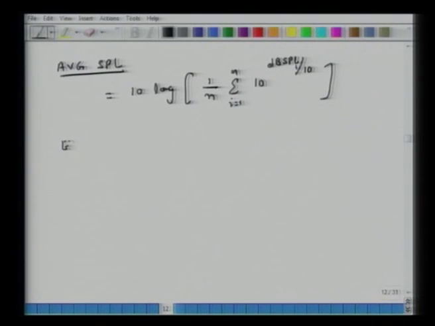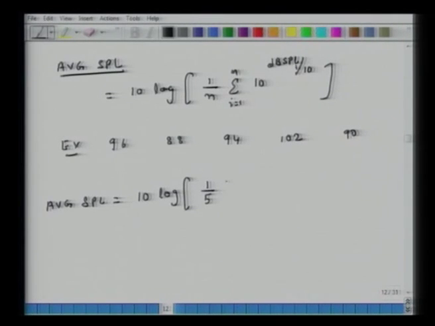Another example I'll do is, let's say my 5 measurements are 96 dBs, 88 dBs, 94 dBs, 102 dB, 90 dB. Then my average SPL equals 10 times logarithm of 1 over 5, times 10 to the power of 9.6 plus 10 to the power of 8.8 plus 10 to the power of 9.4 plus 10 to the power of 10.2 plus 10 to the power of 9, and that gives me 97 decibels.